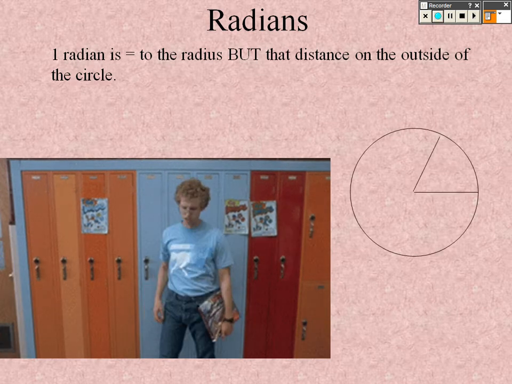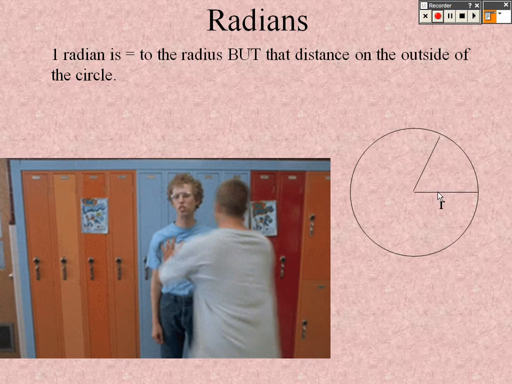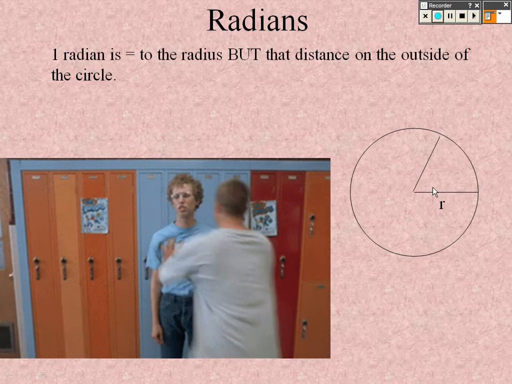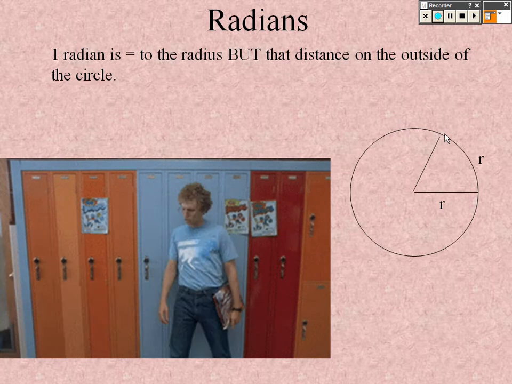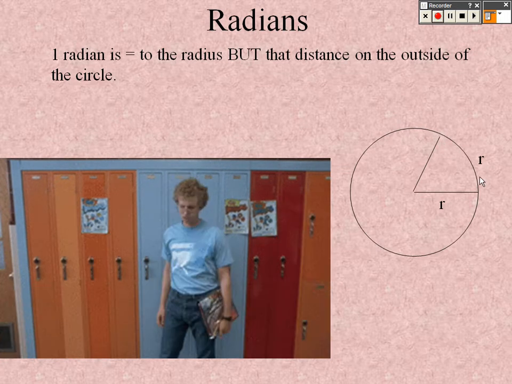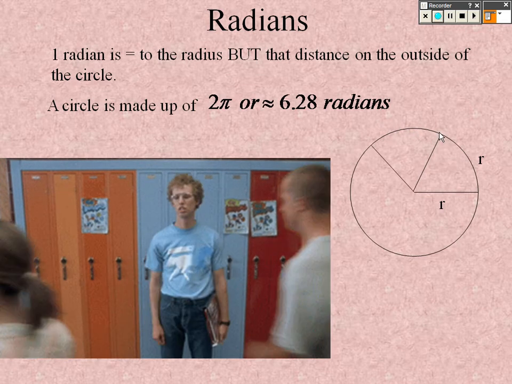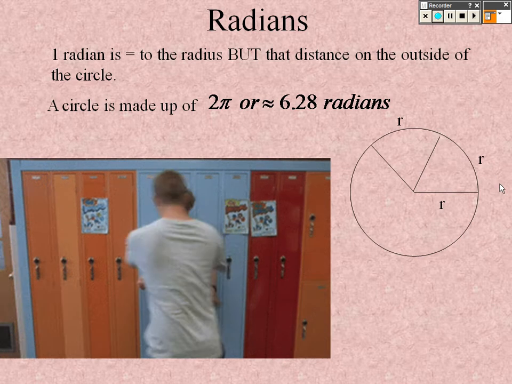So for example, the radius, right? This is the distance of a radius. So roughly, if we were to take that like a string and fold it over, that is a radius. So that's the same distance as the radius. And if we keep going around, that's how you end up making a circle. It's 2 pi radians, because there's 6.28 radians roughly.